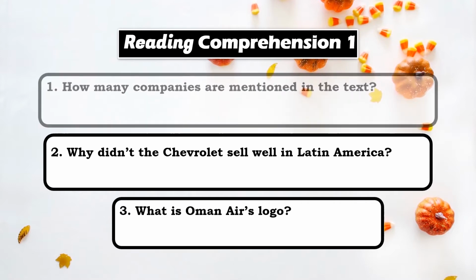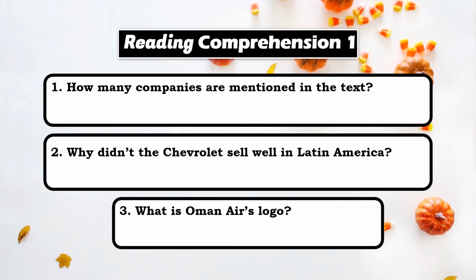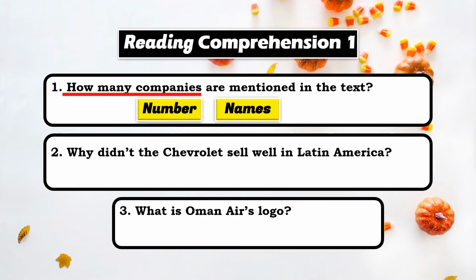As for question number 1, it says, how many companies are mentioned in the text? What do you think this question is about? What kind of information you need to look for in the text? As you can see, it is about the number of companies. That's why you need to consider finding big names of well-known companies in the text.